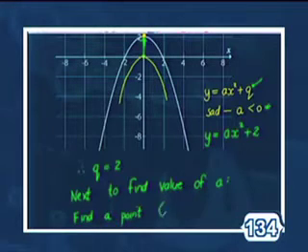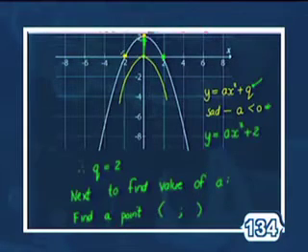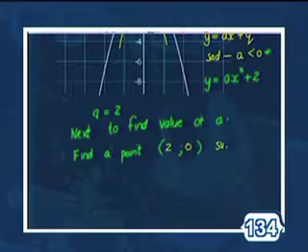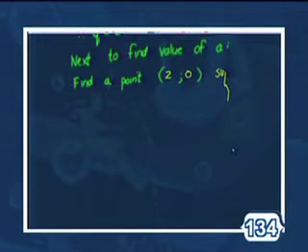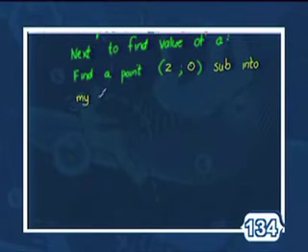And I am going to choose this point over here, which is 2, 0, but of course I could just as easily have chosen that point over there, -2, 0. I'm going to find a point on the graph and I'm going to use the values of 2, 0. What am I going to do with this? Well, what I'm going to do is I'm going to sub this point into my equation.